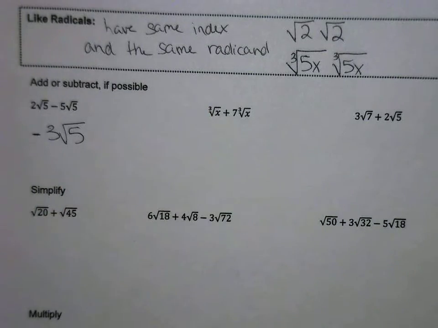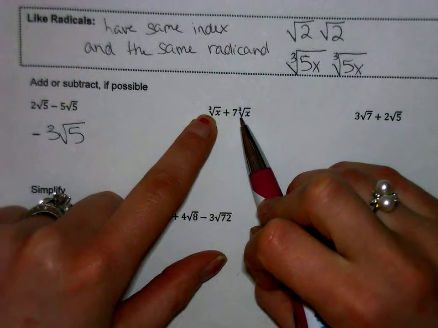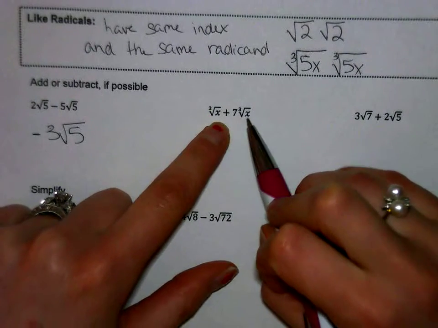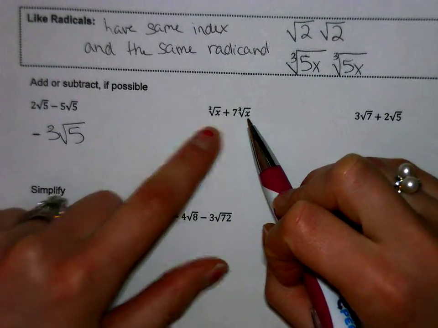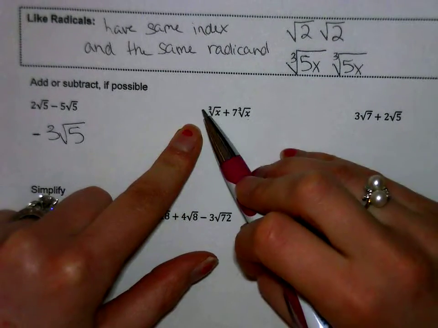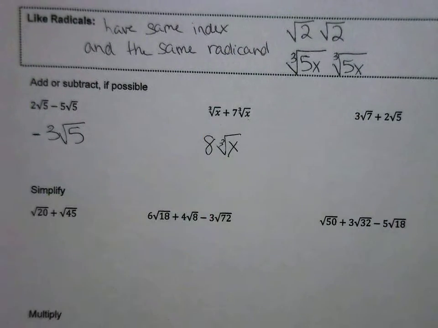If we look over here, we have a third root and a third root, so the index is the same, and we have an x and an x underneath our root, so the radicand is the same. So we can combine them. So we have our invisible 1 out in front, so that means this is a total of 8 cube roots of x.